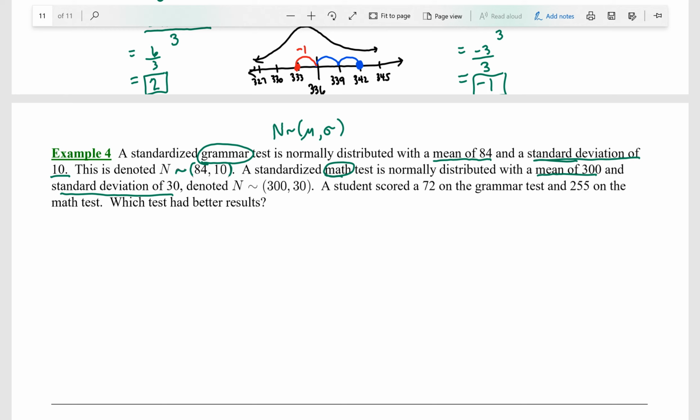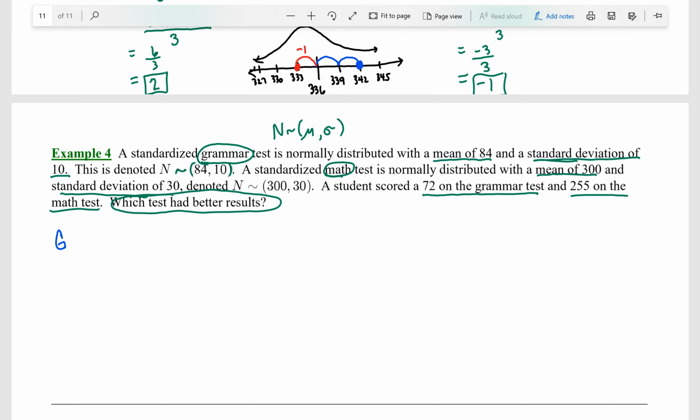Now, a student scored a 72 on the grammar test and a 255 on the math test. So which test had better results? Were they stronger in grammar or stronger in math? Now keep in mind these are standardized tests, so they're not graded on 100-point scales like our normal tests in our class, for example. They're scored on different scales. So we want to know, how do we compare these two tests? Well, we're going to convert them both to the standard normal distribution.